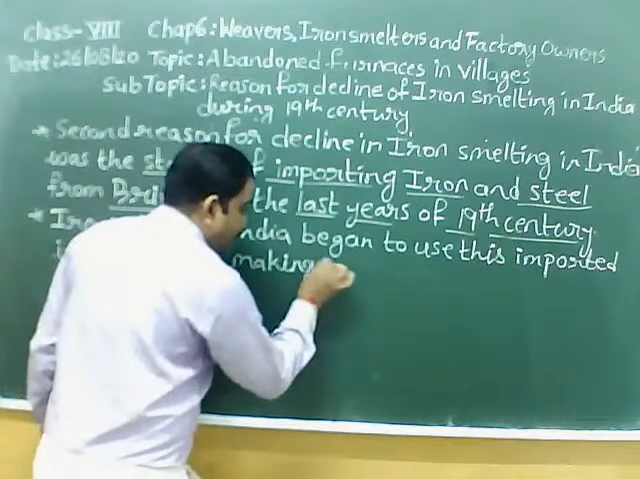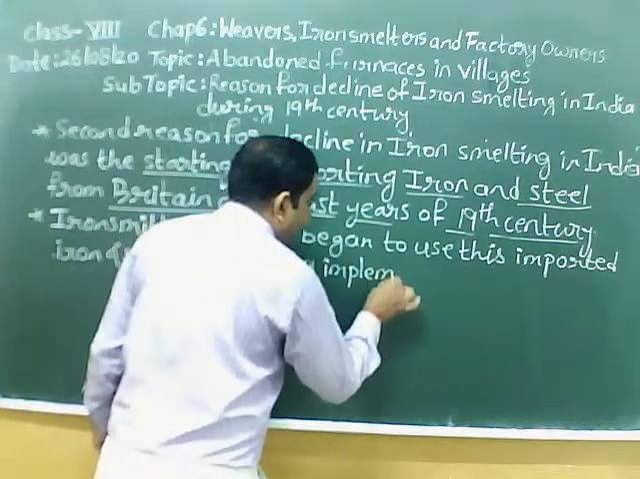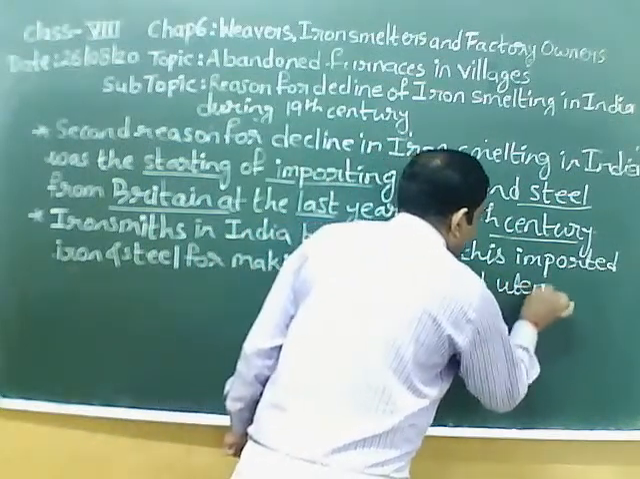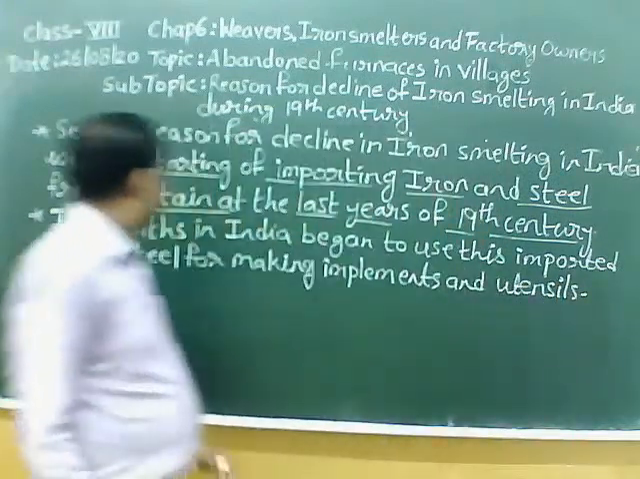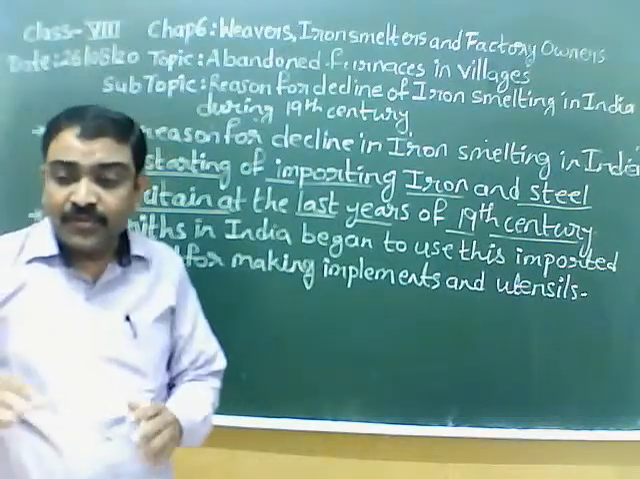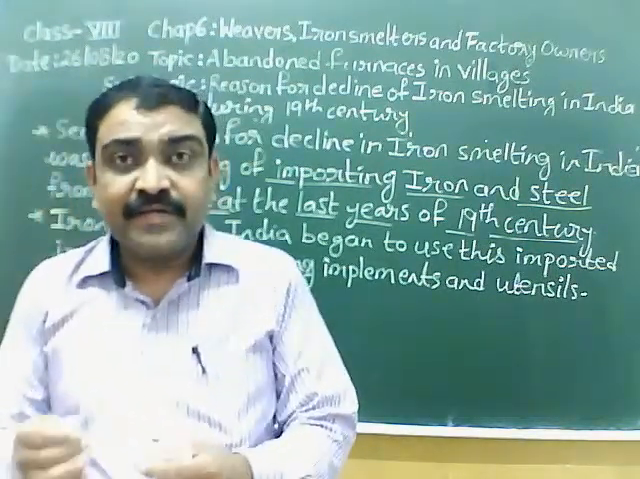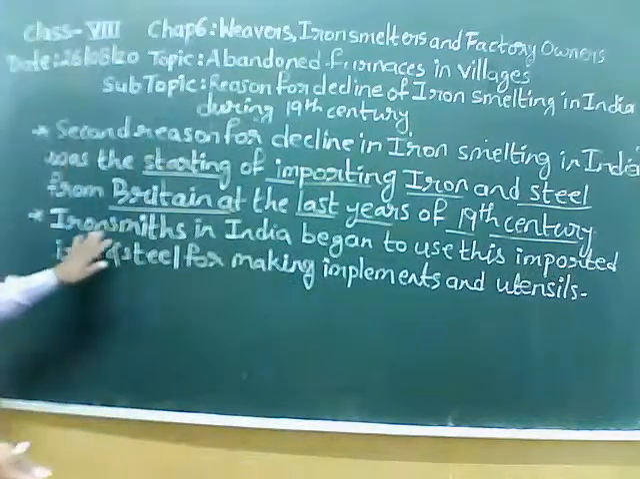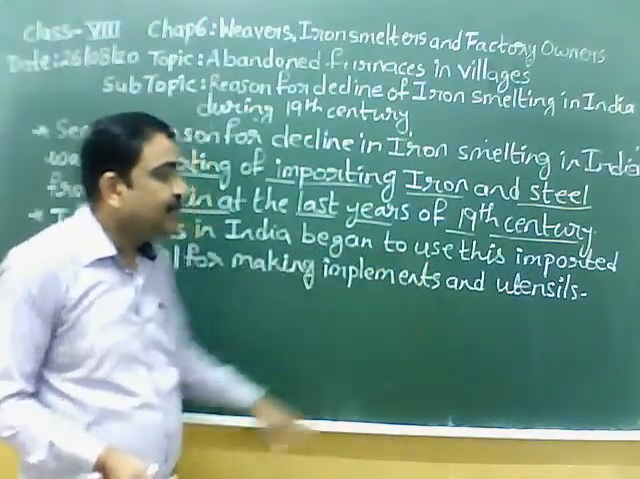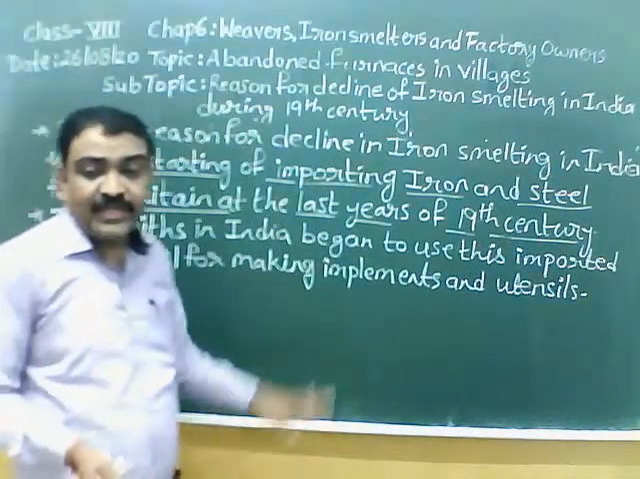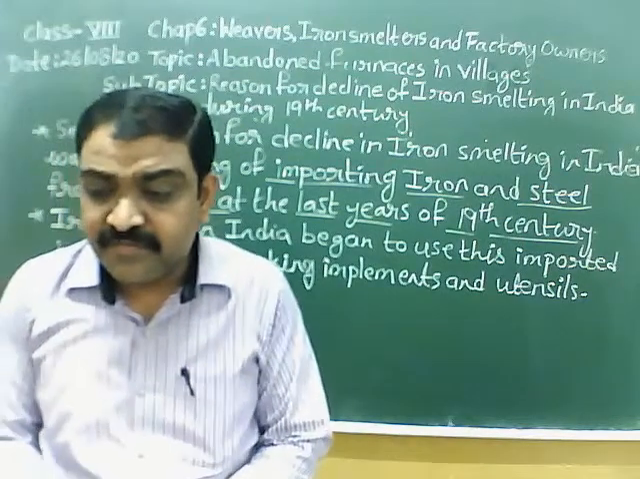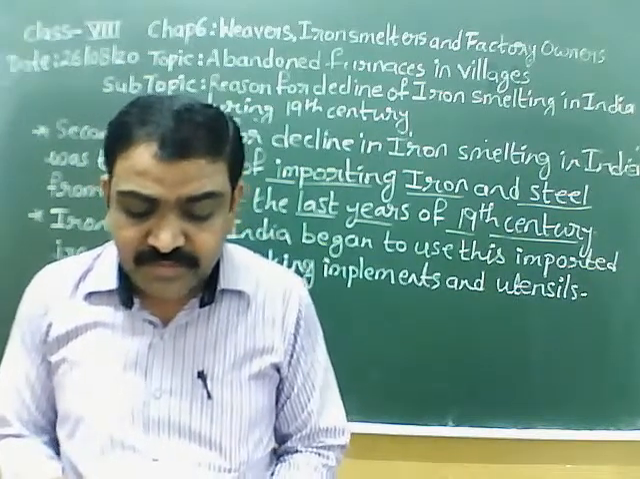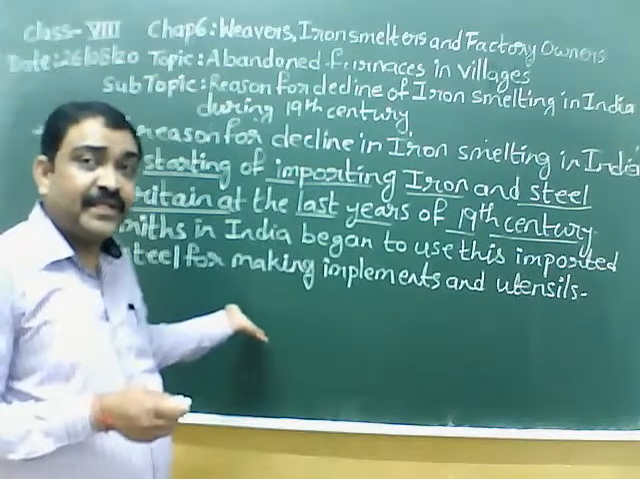Okay, so the iron smiths in India began to use this imported iron and steel for making implements and utensils. Now iron smith means those people who buy iron and steel from the market and make what? Different products. So the iron smiths in India now began to use this imported iron and steel for making implements and utensils. What did the iron smiths start making? They started making utensils. Okay, so they have started using the imported iron and steel.